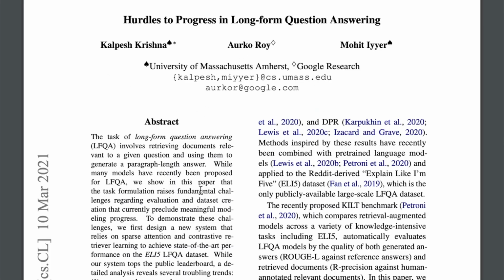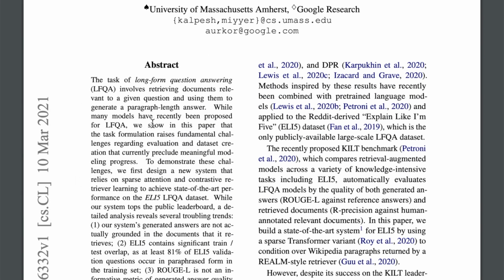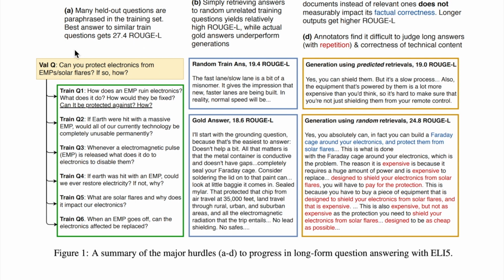And these authors have built this system that's topped the leaderboard, and now they're coming back and saying, here are some of the major problems that we've found in our investigation with these models and these datasets. So the first thing they find is that there is a significant overlap in the train and validation questions. So can you protect electronics from EMPs, solar flares? If so, how? They find that there's already a question about how does an EMP ruin electronics in the training set. There are a few questions in the training set that are heavily overlapped with the validation set, and maybe they're memorizing these high frequency patterns as a result of this overlap.